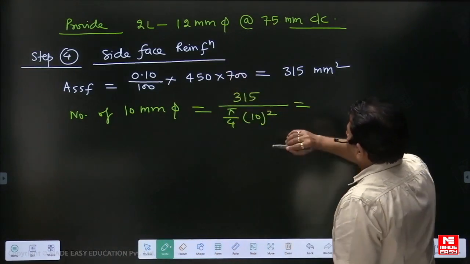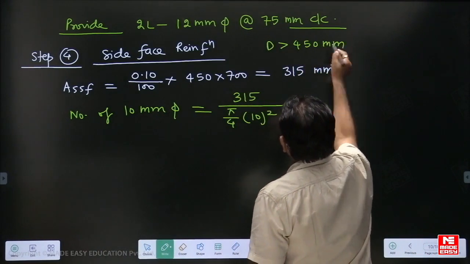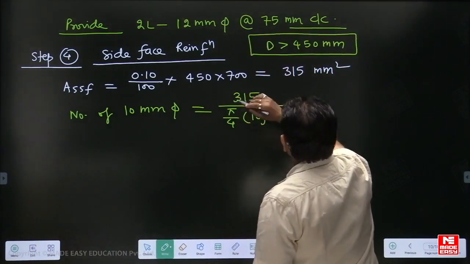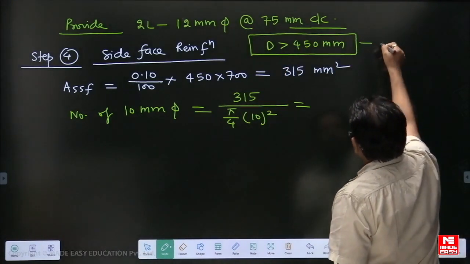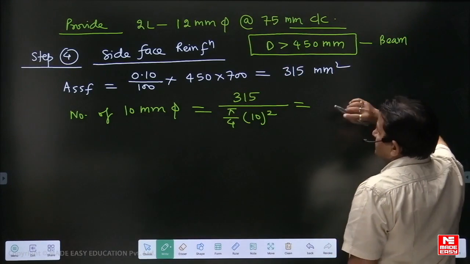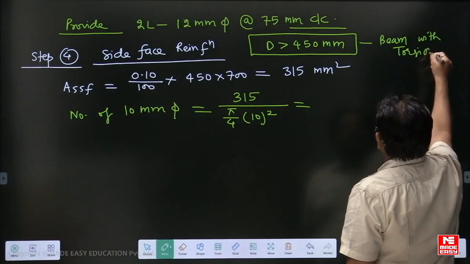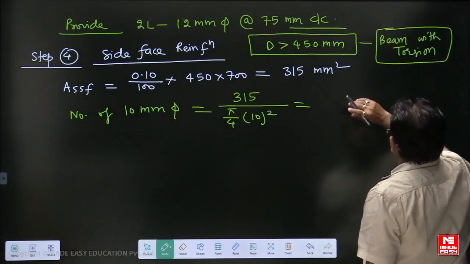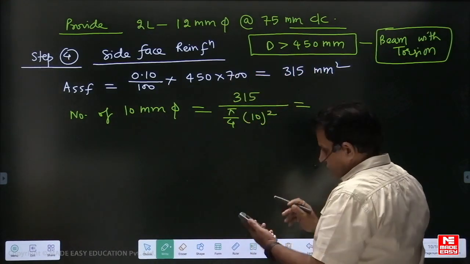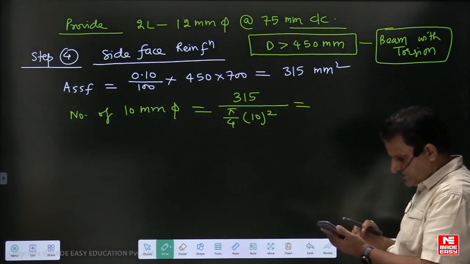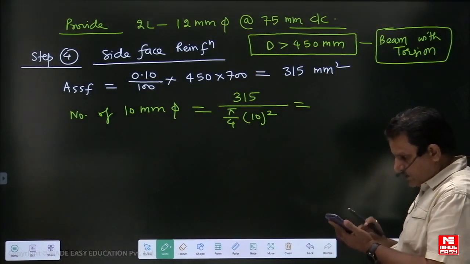Why are we providing side face reinforcement? Because your depth of beam is more than 450 mm. When your depth of beam is more than 450, it is 700 mm, and the beam is subjected to torsion, then we have to provide side face reinforcement. If this beam is not with torsion, then you don't need side face reinforcement. Because the beam is with torsion, we need side face reinforcement. So this will be equal to 315 divided by pi into 4 divided by 10 square.